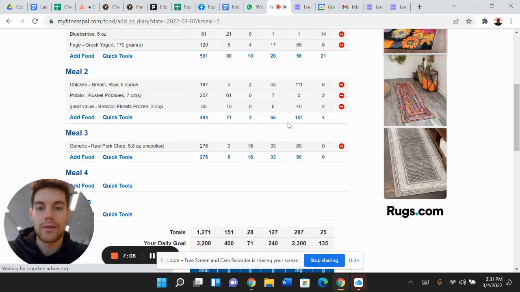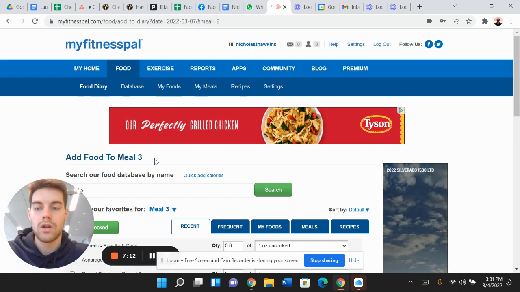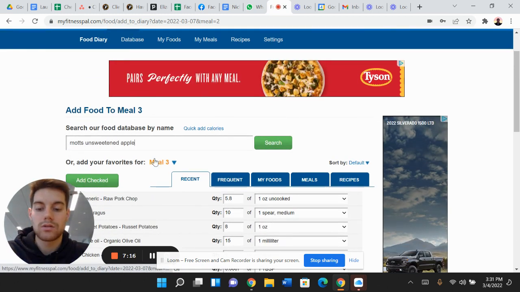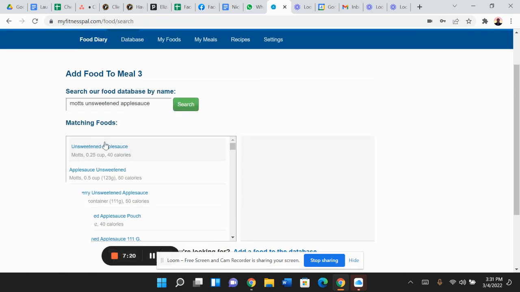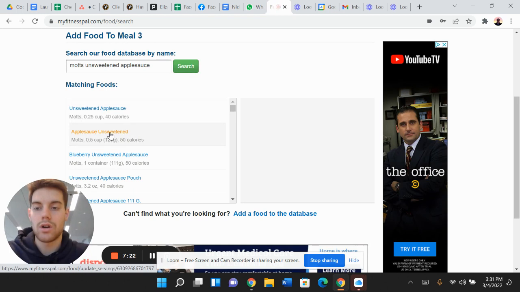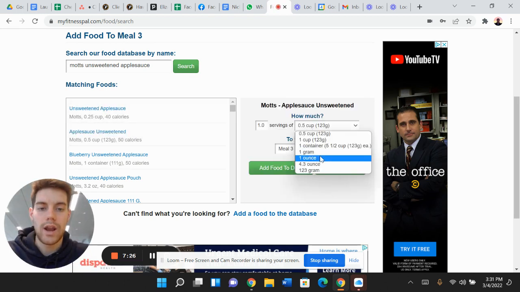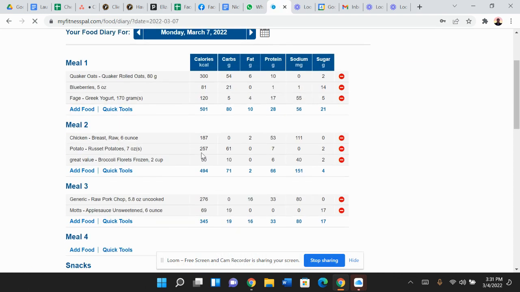Cool. Let's say I wanted to have some applesauce with my pork chop. So we're going to go with Mott's unsweetened applesauce. Again, scan your barcode. It makes it a lot easier. Okay, let's say I got the jar and I took it out. And again, I measured in ounces. And let's say we had 6 ounces of applesauce on my food scale.